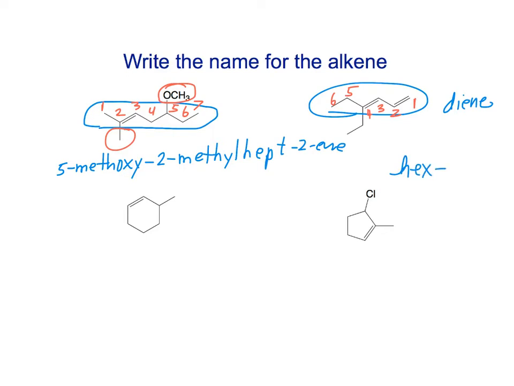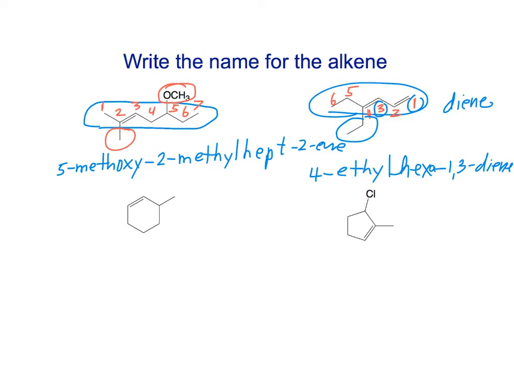We've got to give our numbers, the beginning numbers of each of the double bonds, 1, 3, diene. All right, and we have only one substituent. We have an ethyl group at position 4, so 4-ethyl hex. Oh, this should be 4-ethylhexa-1,3-diene.